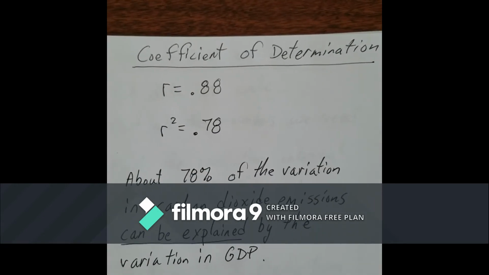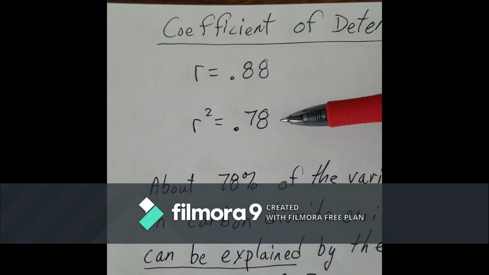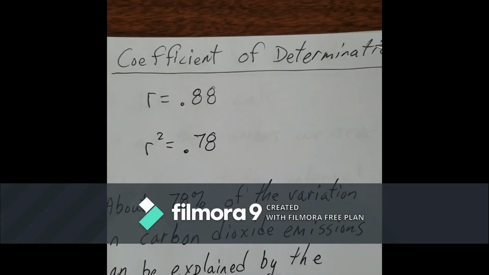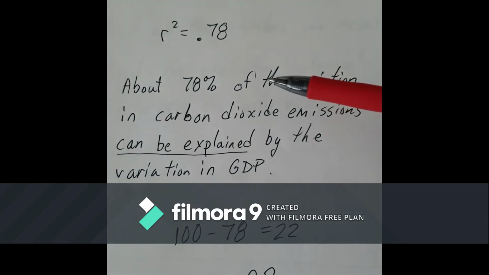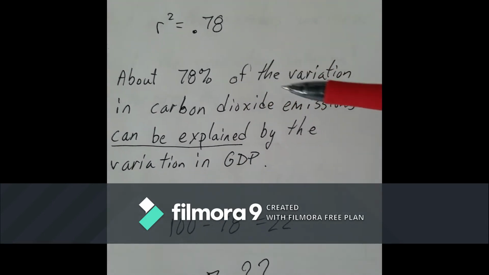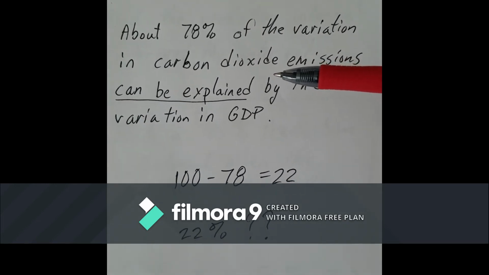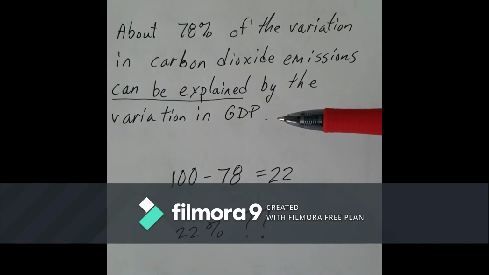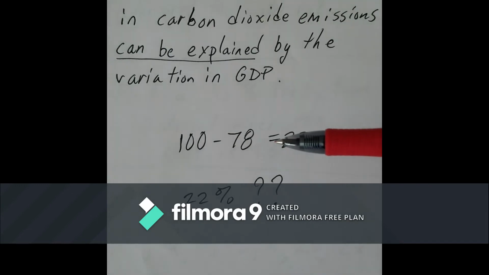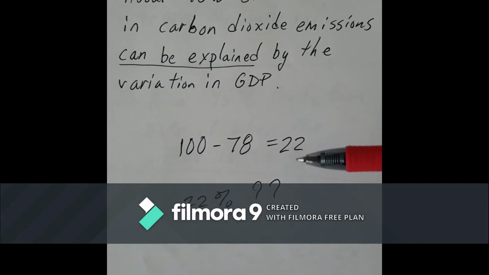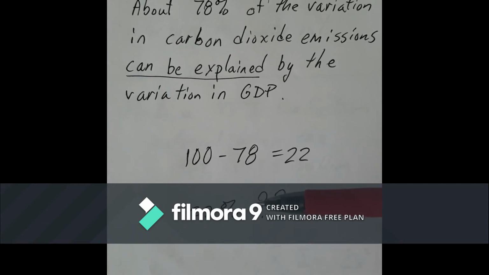Now, after you've entered that data, you can go to LinReg and find r squared directly. So what is this r squared, the coefficient of determination? What does it tell us? Here's how they interpret it. They say 0.78, 78% of the variation in carbon dioxide emissions can be explained by the variation in gross domestic product. Now if you take 100 minus 78, you get 22. That's 22% of the variation, we don't know why that is.